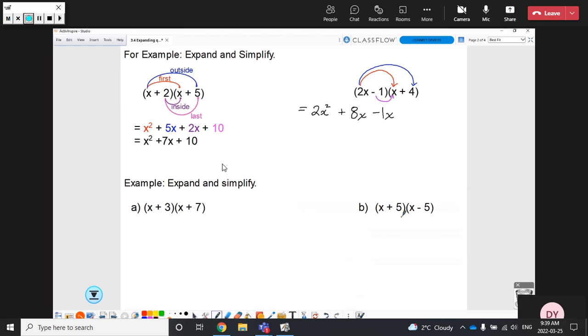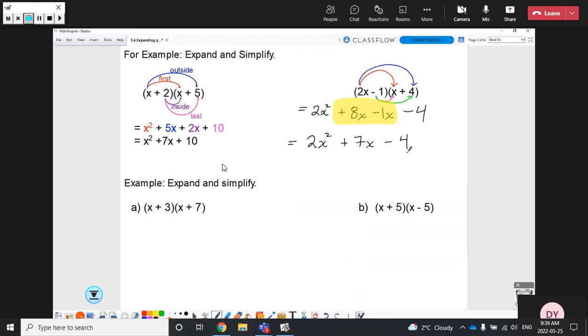And then the last terms, negative 1 times positive 4 would be negative 4. Okay, now, can we collect any like terms here? You see any like terms? Usually there's always going to be like terms in the middle here. There'll always be them right there. So, we got 2x squared, and we got 8x minus 1x, and that's positive 7x minus 4. And that's it.